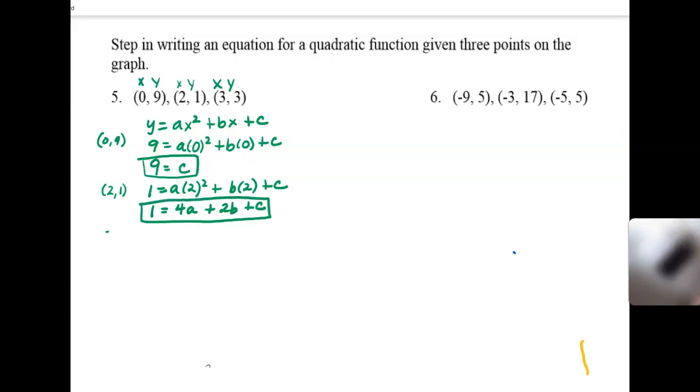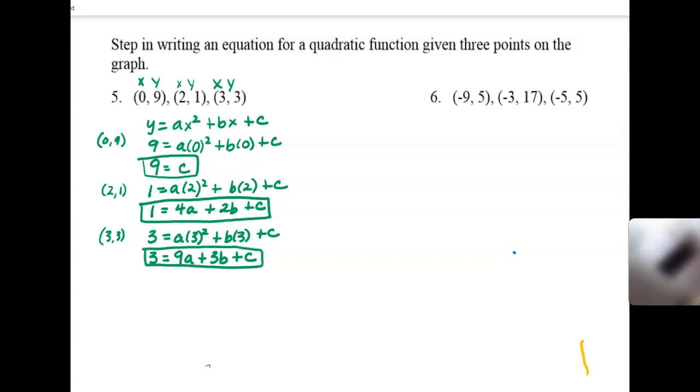And then we're going to do the third point, which is 3, 3. Okay, so I'm going to put a 3 for the x and a 3 for the y. So 3 equals a times 3 squared plus b times 3 plus c. Again, I'm going to simplify. 3 equals, 3 squared is 9, 9a plus 3b plus c. Okay, so we've got that done, and I box that one again.